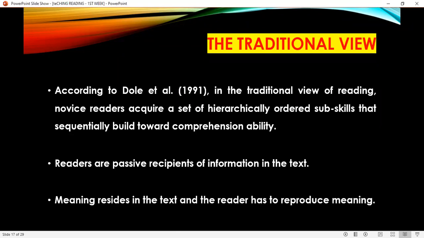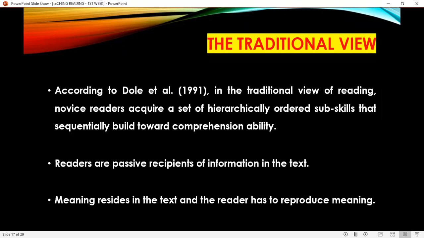Meaning resides in the text, and the reader has to reproduce the meaning. Notice, reproduce. So what it says, equal. You don't have to change anything. What the text says, no more. So here you are not taking into account your background knowledge. No background knowledge, no schemata, just what the text says, no more. This is the traditional view.